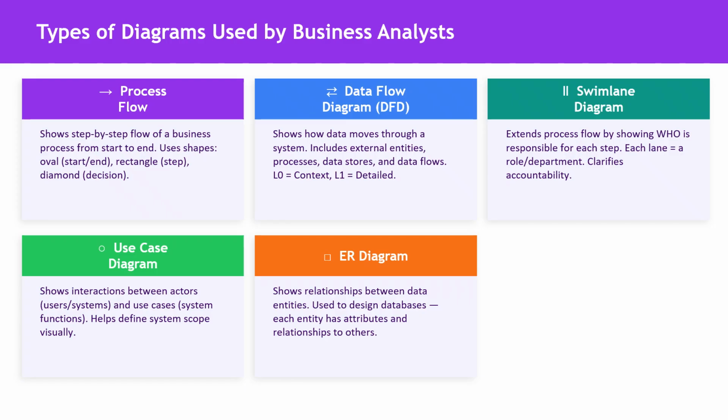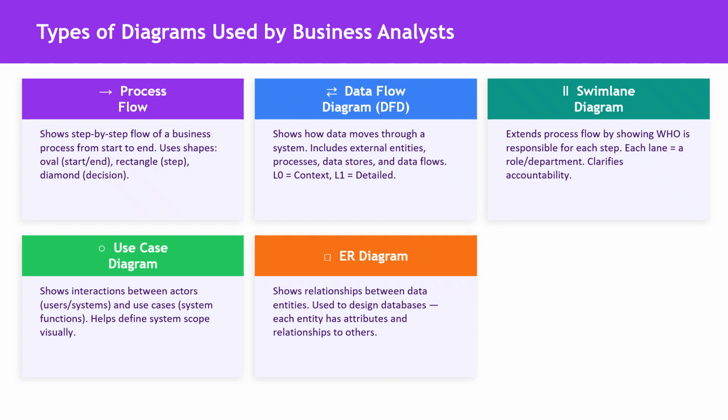Now let's understand the different types of diagrams used by business analysts. First, process flow diagram. This shows the step-by-step flow of a process from start to end. It helps in understanding how a business process works. Second is data flow diagram or DFD. This shows how data moves through the system. It answers where data comes from, how it is processed, where it is stored.